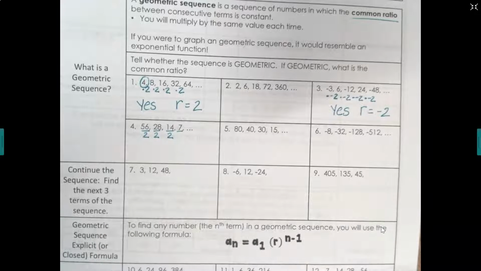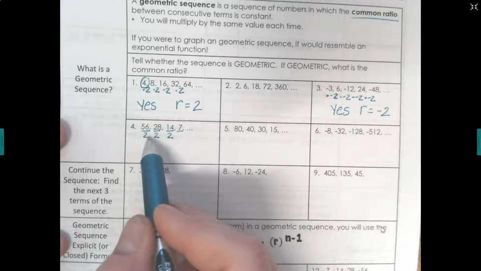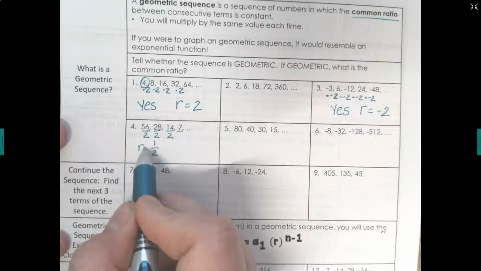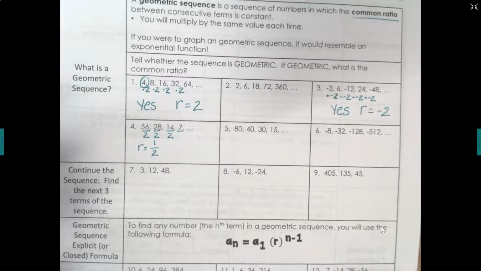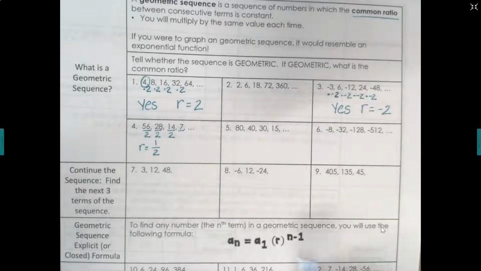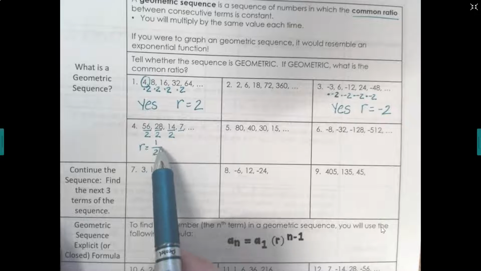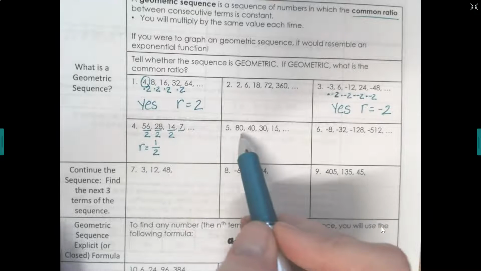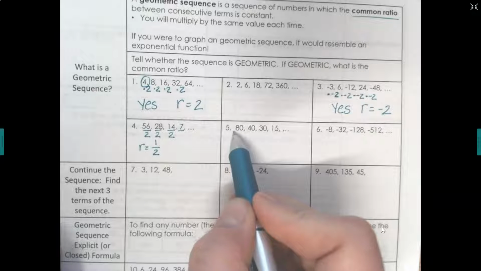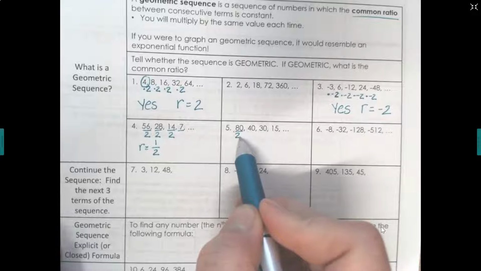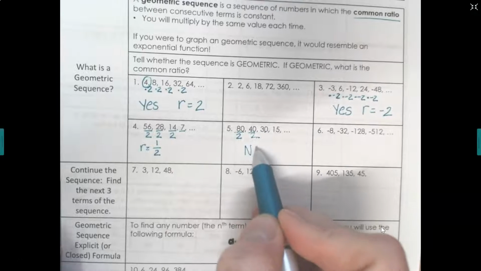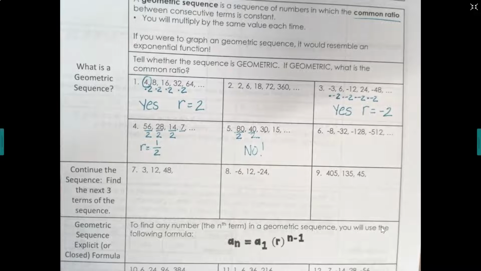Now, the way this formula works is you can't really divide. If I want to show dividing by 2, that's really multiplying by 1/2, because the way the formula is set up, we want to use multiplication. So dividing by 2, we're just going to put the 1 on top. Let's take a look at 5. These are getting smaller, so we're going to check. To get from 80 to 40 using division, I'd have to divide by 2. That'd give me 40, but 40 divided by 2 is not 30, so this is not a geometric sequence.